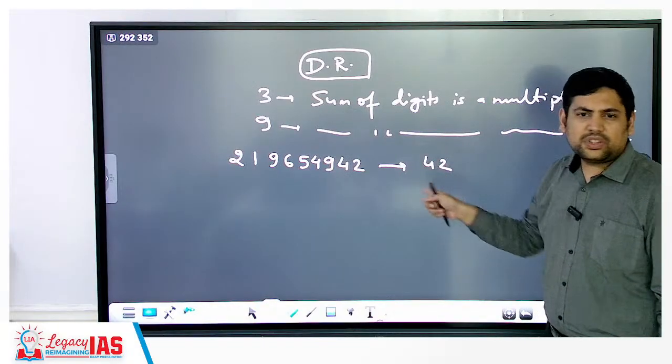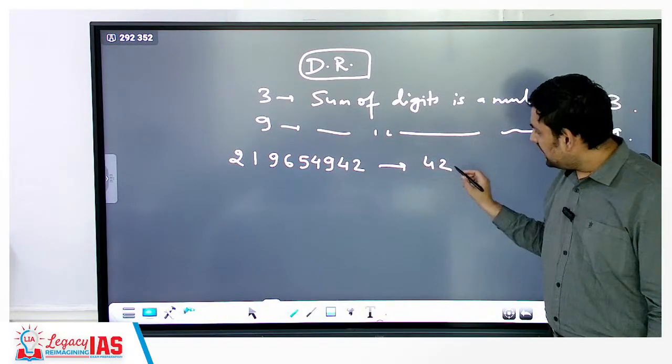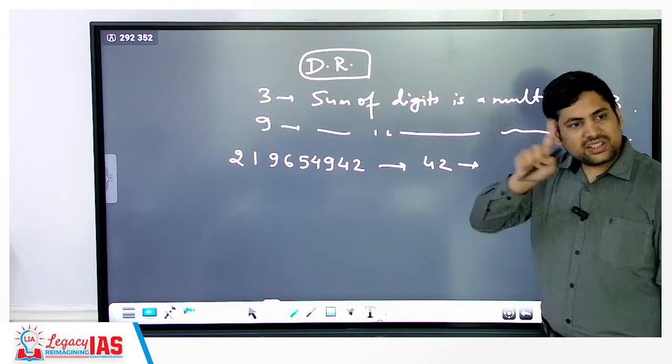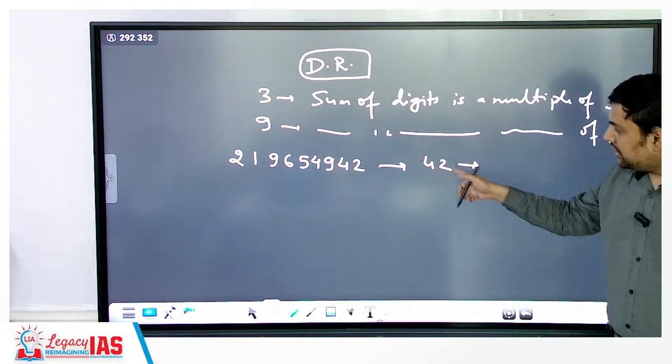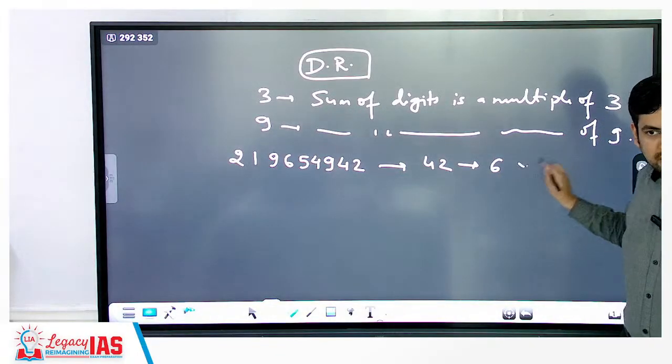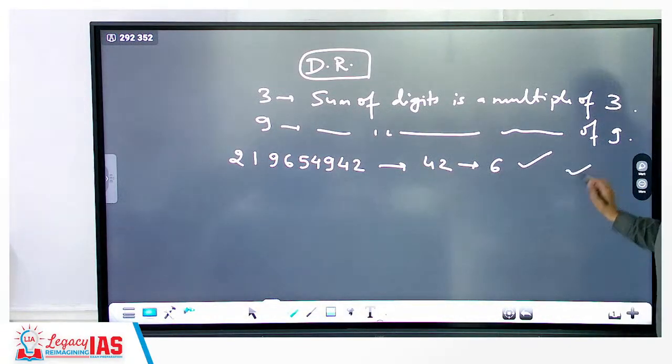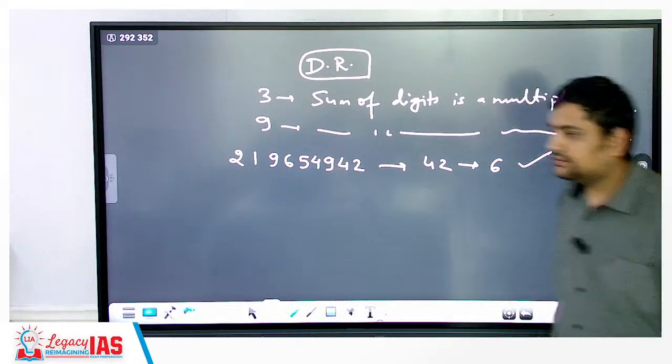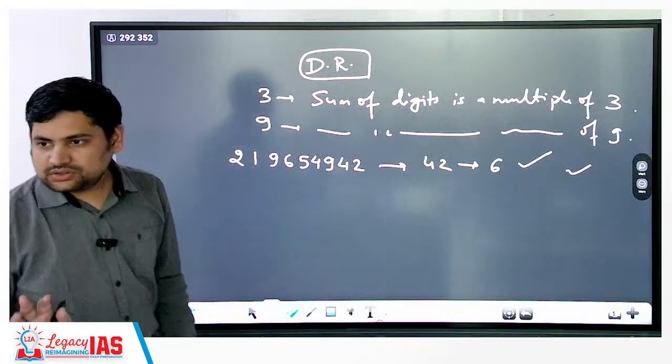See, if you know 42 is divisible by 3, that's fine. Otherwise, you can still add it to get to a single digit. So 42 is 4 plus 2, that is 6. Now, is 6 a multiple of 3? Yes. So that means this also is divisible by 3. Now, this method you know, correct?